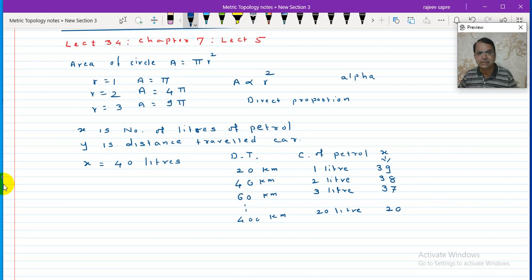वाय हे आपण म्हटलं डिस्टन्स ट्रॅव्हल. मग इथे वाय आणि एक्स ह्यांच्यामध्ये काय नातं आहे, वाय इज डिस्टन्स ट्रॅव्हल. ते जसं जसं वाढत चाललं तसं पेट्रोल कमी कमी होत चाललं. म्हणजे एक गोष्ट वाढते आहे त्यावेळी दुसरी कमी होते. ह्याला आपण कसं म्हणणार, वाय अल्फा 1/x. हे इन्व्हर्स प्रपोर्शन.